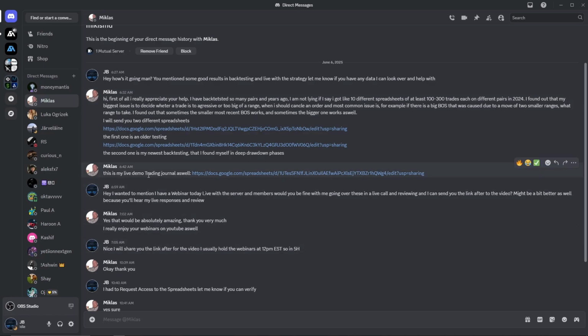But before we dive into it, I always like to read what the specific issues or things are that he mentions, so I can get an idea before going into the spreadsheet of what I should be looking for or expecting. He mentioned he backtested so many pairs and years ago, and he said he has about 10 spreadsheets, 100 to 300 trades each, different pairs in 2024. So great repetitions, obviously very comfortable with the strategy.